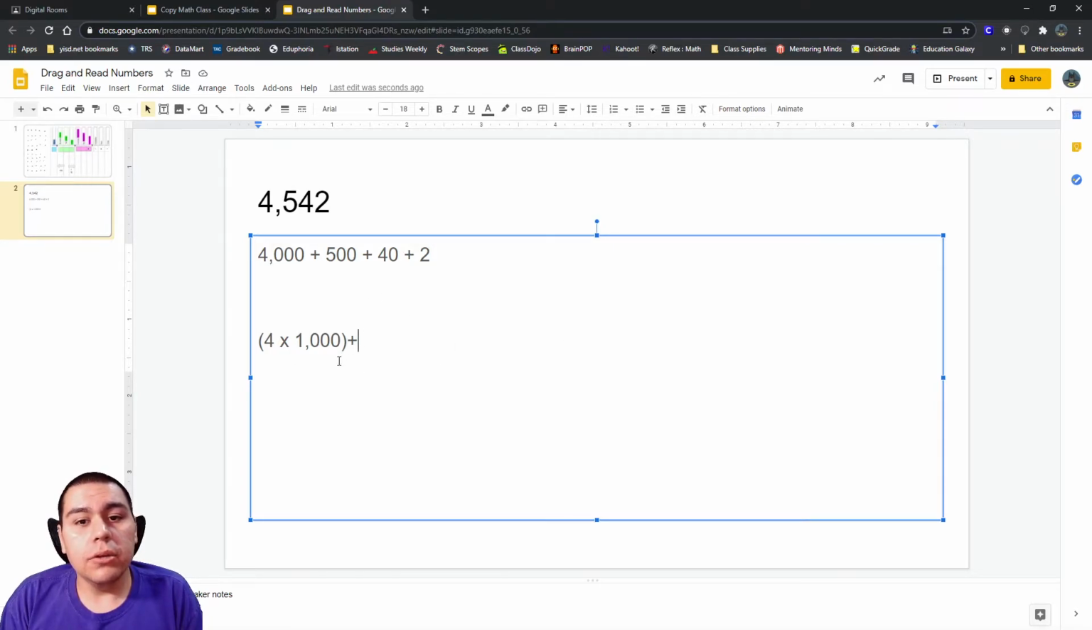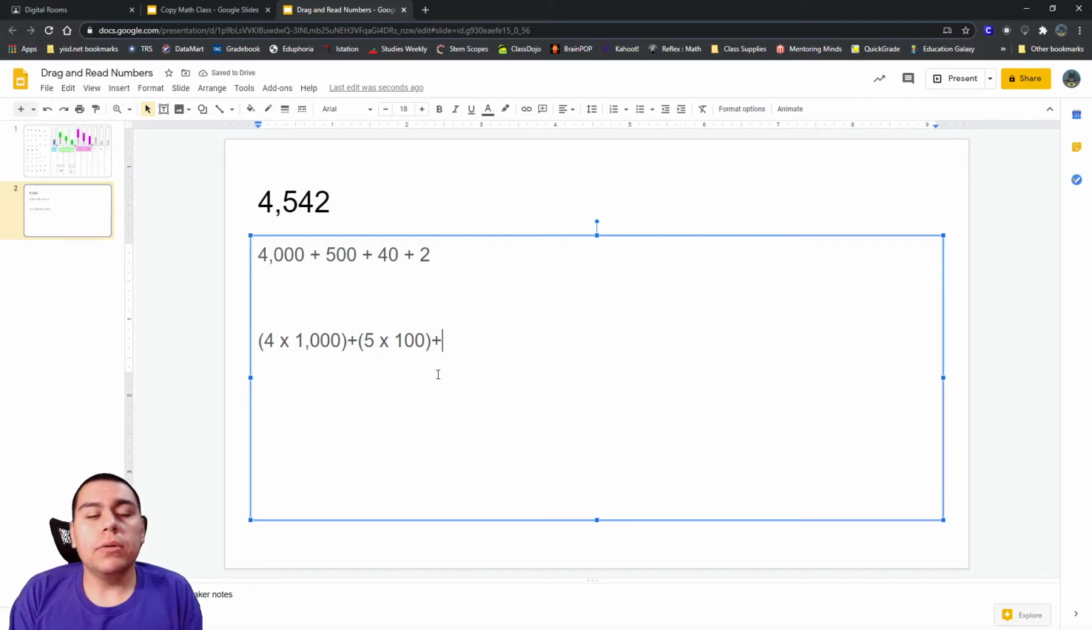And then there's more. What do you think I would write to show that there's a 5 in the hundreds place? If I have to write 4 times 1000 to show there's a 4 in the thousands place, what would I write to show that there's a 5 in the hundreds place? Messiah, what would I write? 5 times 100. Okay, perfect. There's still more.